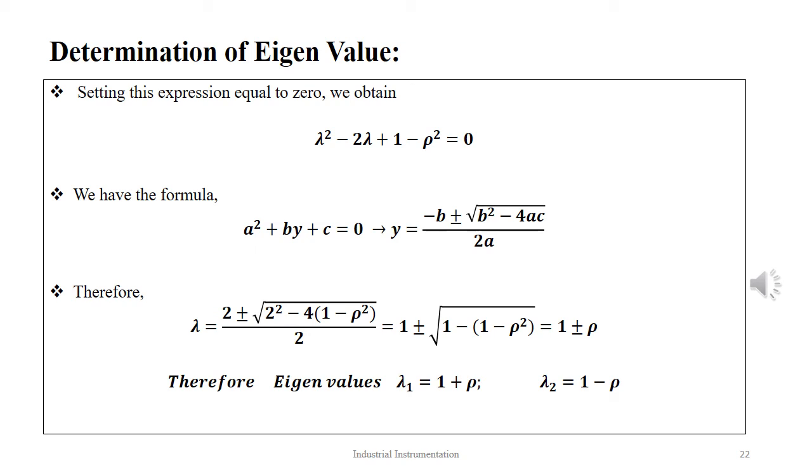We have the formula a x square plus b x plus c equal to 0, which boils down to x equal to minus b plus minus root over b square minus 4ac by 2a. Thus, solving for lambda, we get lambda equal to 2 plus minus under root 2 square minus 4 into 1 minus row square by 2, equal to 1 plus minus under root row square, equal to 1 plus minus row. Therefore, eigenvalues are lambda 1 equal to 1 plus row and lambda 2 equal to 1 minus row.